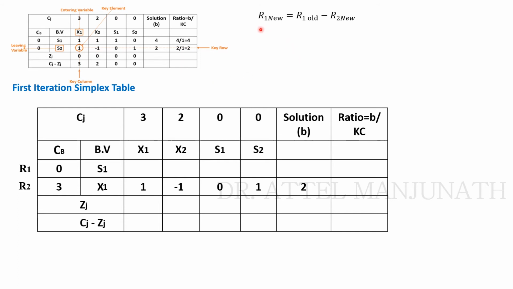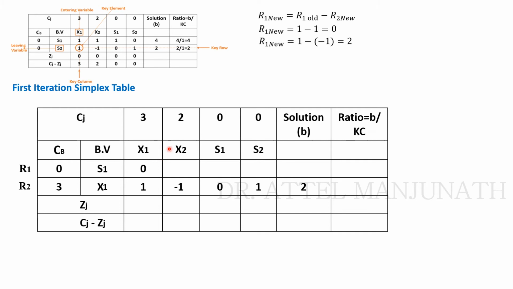See, row 1 new will be equal to row 1 old, that means from the previous table you have to take, which is 1 here, minus R2 new. Whatever row 2 you got, if you subtract that, you will get the value of row 1 here. So now we'll take an example. Row 1 new is equal to R1 old, which is 1, minus R2 new, the row 2 new value, which is 1. So 1 minus 1, you will get 0 here.